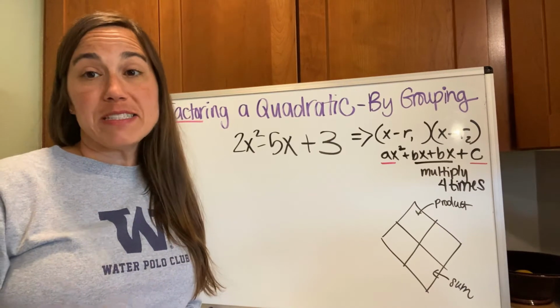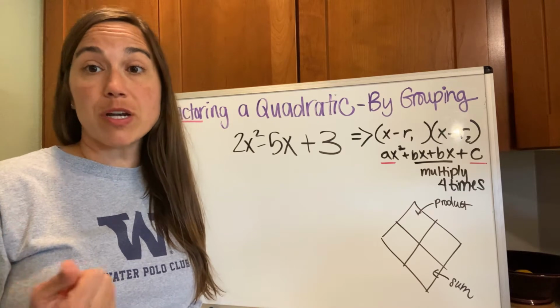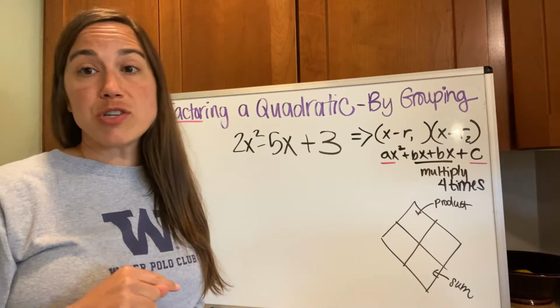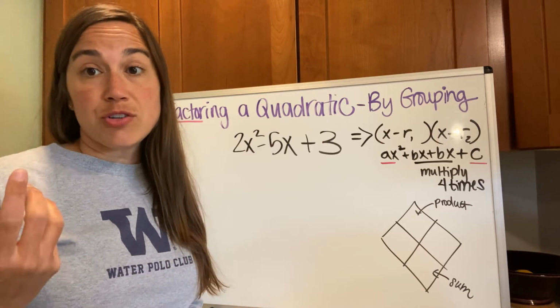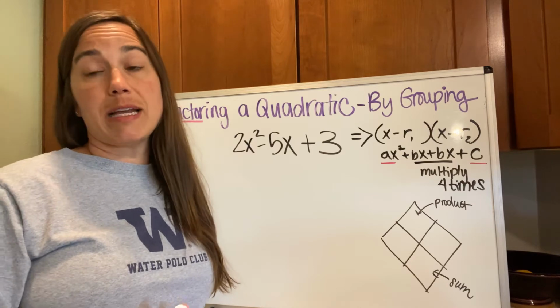We have been spending some time converting between forms of a quadratic function. Today what we're going to do is learn a strategy called factoring a quadratic, and we're going to go from a general form of a quadratic to a factored form. Today we're going to use a strategy called factoring a quadratic by grouping.